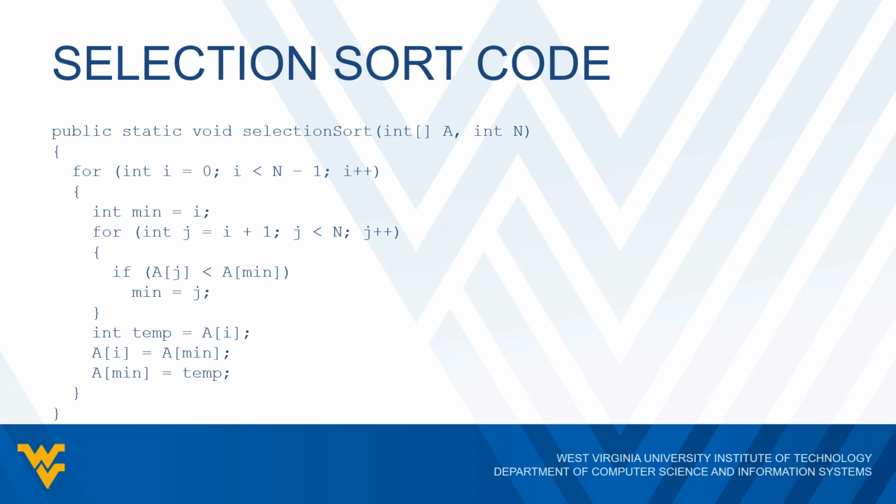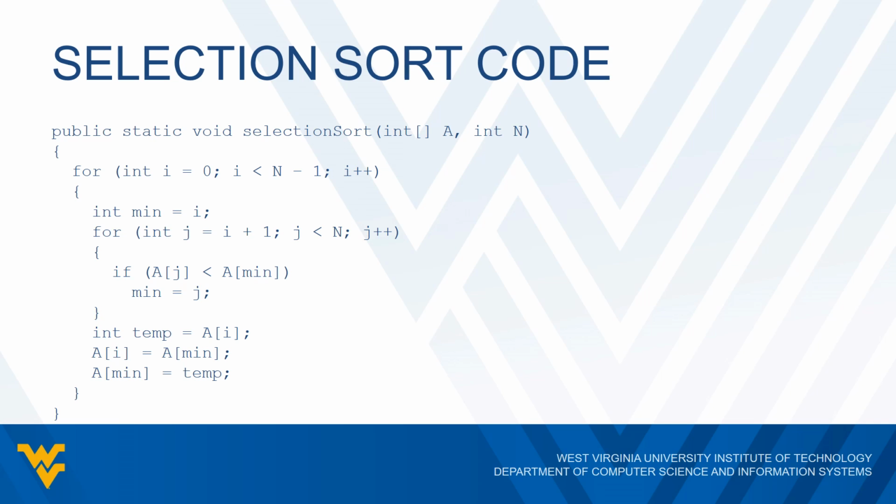Here is our code for the selection sort algorithm. So we have our outer for loop, which takes care of both the number of iterations and also the starting point where we're trying to find the minimum value. So our first iteration, we're going to start at index 0. We're going to search the entire array to find the minimum value. The next iteration, we're going to start at index 1 and so forth.